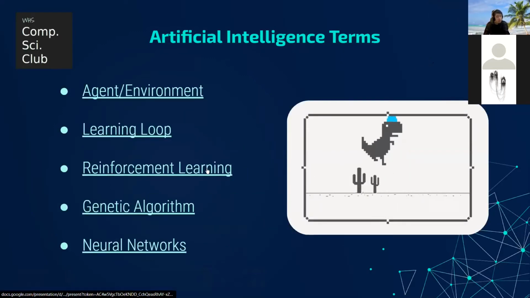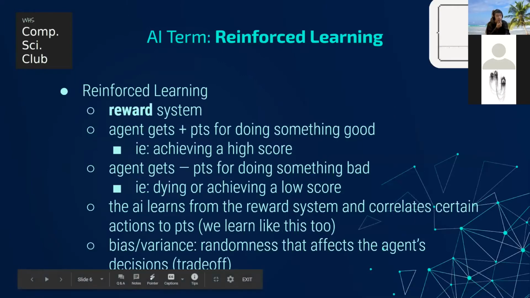And then reinforcement learning, this is where everything ties together. This is the reward system, right? Your agent gets positive points, plus points, for doing something good. For example, if it's achieving a high score, you give it extra points, right? And an agent gets subtracted points, minus points, negative points for doing something bad. Examples would be dying or achieving a low score. And then obviously the agent wants to get the highest score possible.